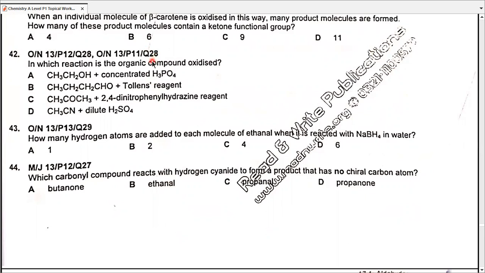Aldehydes get reduced to primary alcohol, and the structure is like this: C double bond O, and then there's an H here. So for it to be converted into a primary alcohol, we'll add one H here, underneath this carbon, and then H here, and the double bond will break. So two hydrogen atoms are added basically. Two hydrogen added. Good. Perfect. Let's continue. 44.